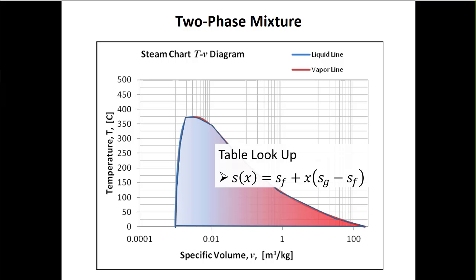In the textbook tables, there is no s_fg in the tables. They only give you h_fg. So you have to do the subtraction here of s_g minus s_f.